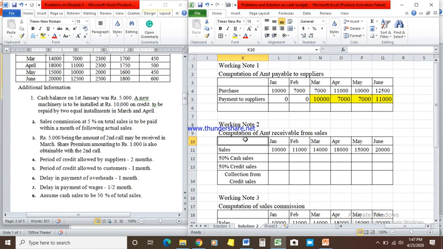Next one is about computation of amount receivable from sales activity. Again the sales figures are written for all the months January to June, and since this happens to be our budgeted period also, and we are not given prior period sales figures, let's do the calculation with the help of this information. So 50% of the sales is cash sales.